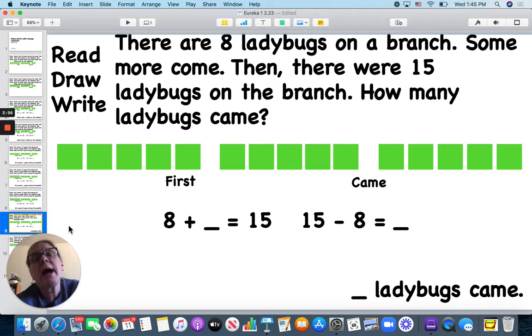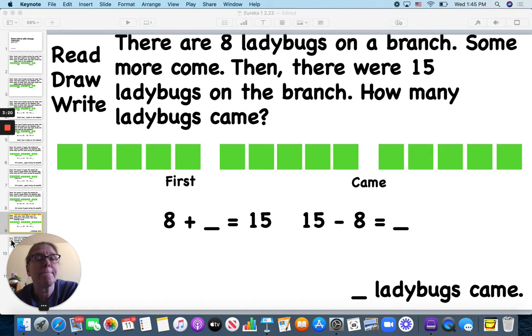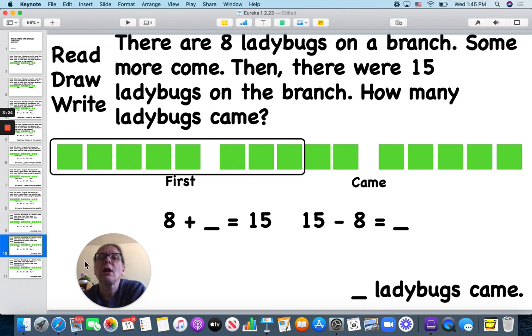Now let's try one last problem. There are 8 ladybugs on a branch. Some more come. Then there were 15 ladybugs on the branch. How many ladybugs came? So 15 have been drawn, and it's labeled first and came. So we know we have to circle our first, which was 8. Right there.